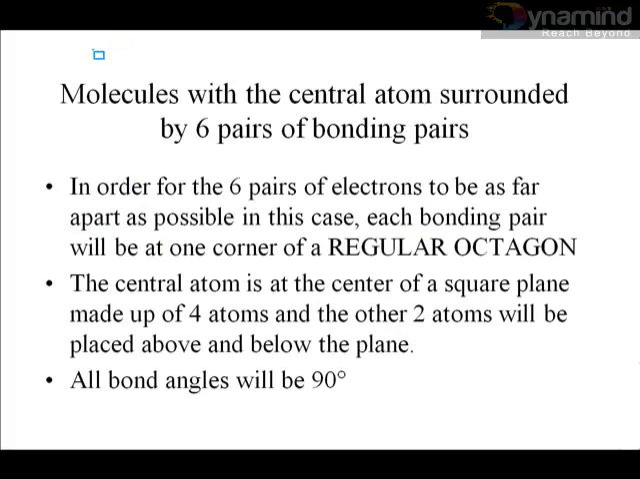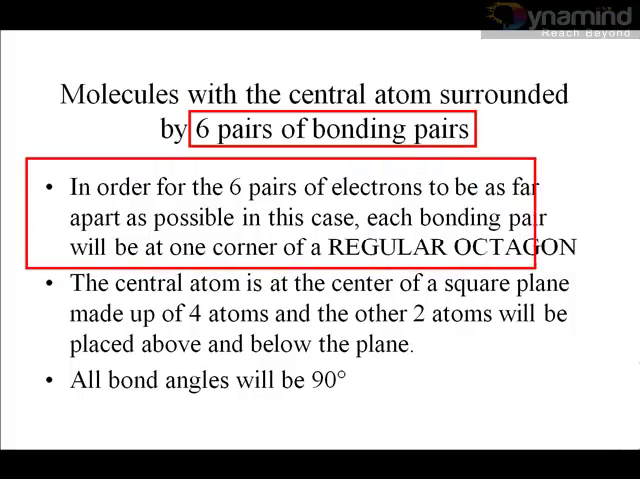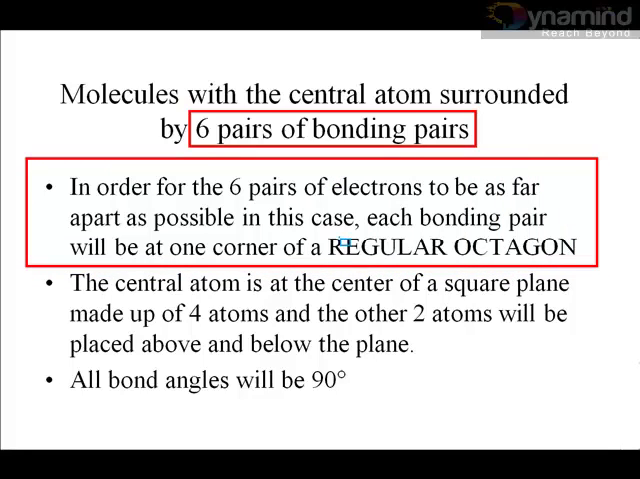Now we discuss molecules with central atoms surrounded by 6 pairs of bonding pairs. This goes from 4 to 5, now it's 6 pairs. In order for 6 pairs of electrons to be as far apart as possible so that energy is minimum, they have to form a regular octahedron.